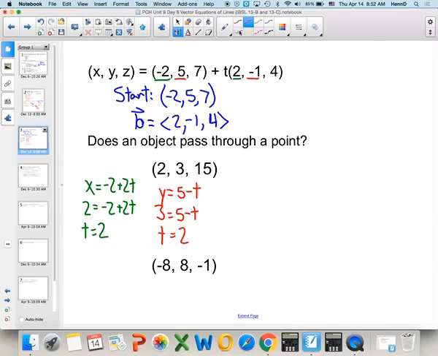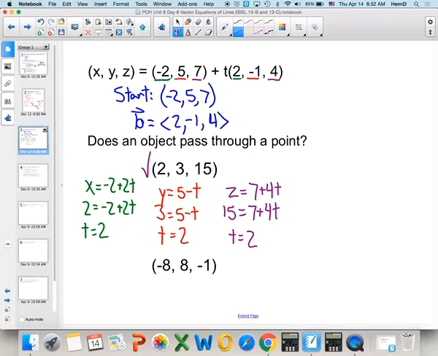Alright? So let's try z. What would the parametric equation for z be? 7 plus 4t. Good. Alright? So when does z equal 15? We subtract 7 and you get 8. 8 divided by 4, t equals 2. Therefore, yes, it does pass through that point. That was cool. Okay?